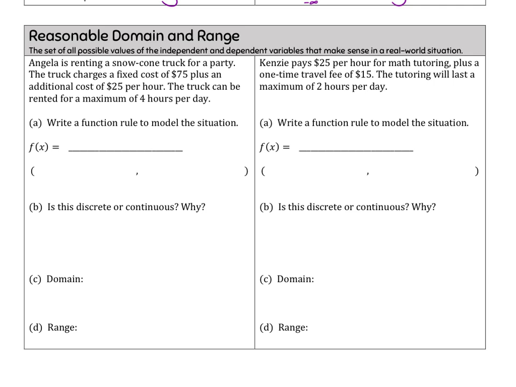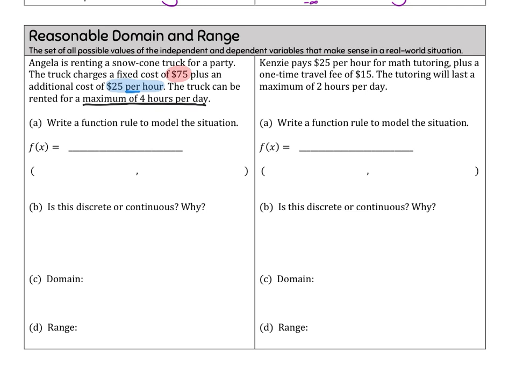So let's say that we're Angela. Angela is renting a snow cone truck for a party. The truck charges a fixed cost of $75 plus an additional cost of $25 per hour. Now, hopefully we're remembering way back when that the word per right here kind of indicates that that number is being multiplied by the number of hours that we're working, okay? We go on to read, and it says the truck can be rented for a maximum of 4 hours per day.